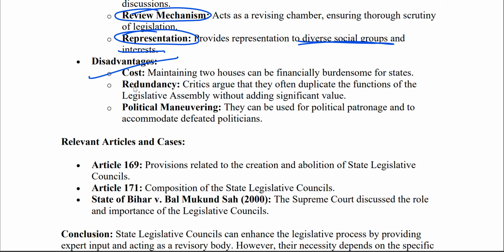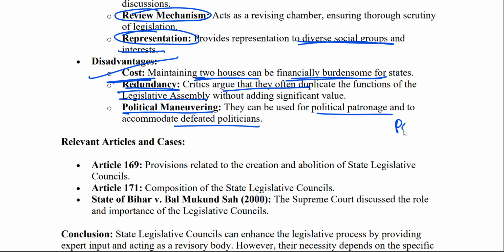But what are the disadvantages? The cost. Maintaining two houses can be financially burdensome for some states. Redundancy. Critics argue that they often duplicate the functions of the legislative assembly without adding any significant value. Political maneuvering. They can be used for political patronage and to accommodate defeated politicians. This is what we call political maneuvering, which is very important.